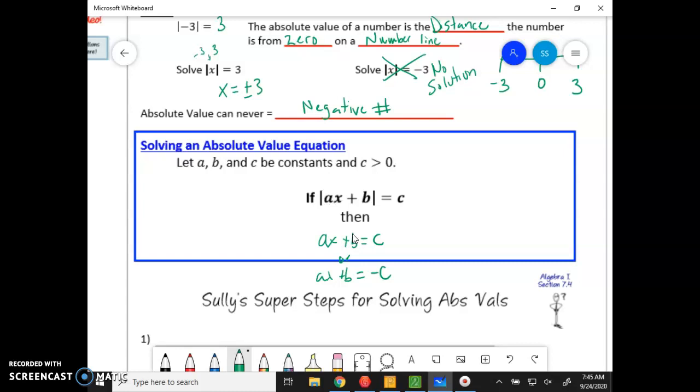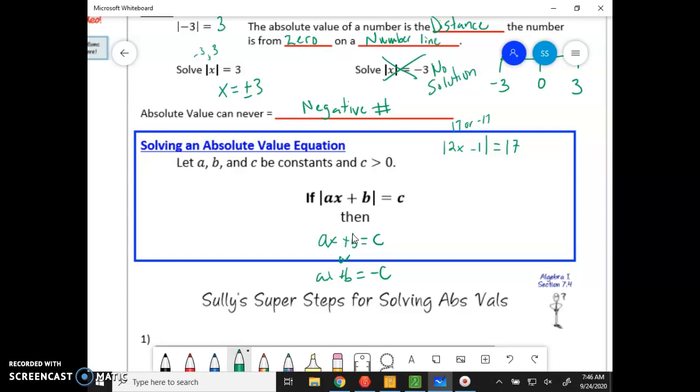So if we have the absolute value of 2x minus 1 equal to 17, let me rewrite that, 1, 7. If this is true, then that means that inside here could either simplify down to 17 or to -17, because both of these numbers would come out as positive 17.